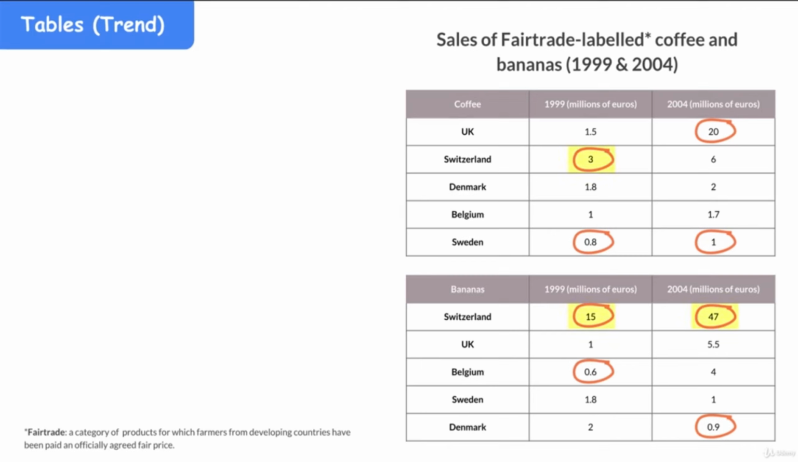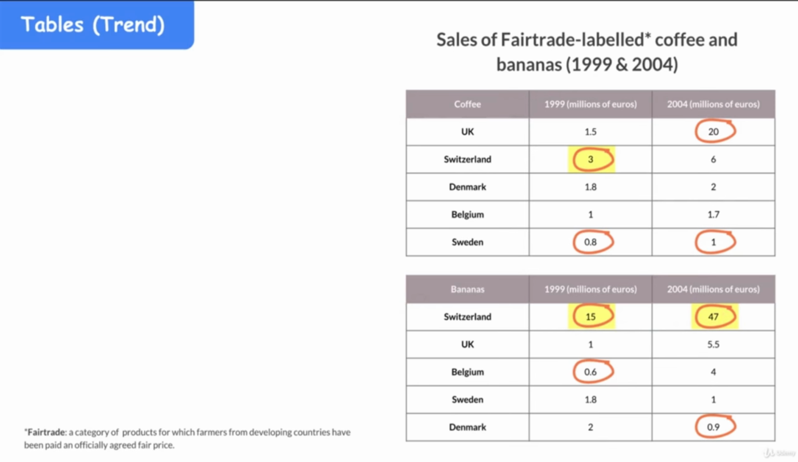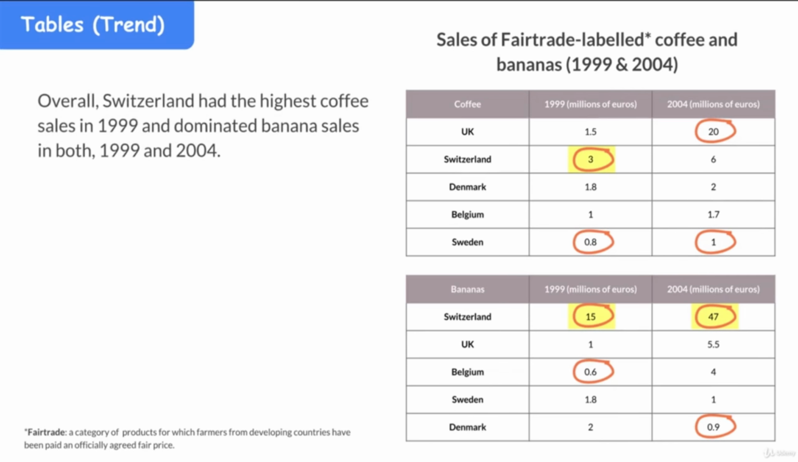Now in my example, I want to describe these data points by starting with the country Switzerland. The reason I want to start with Switzerland is because I notice that Switzerland has the highest data point in 1999, and it also has the highest data points for the years 1999 and 2004. So I'm going to start there. So here's my first sentence. It reads, overall, Switzerland had the highest coffee sales in 1999 and dominated banana sales in both 1999 and 2004.